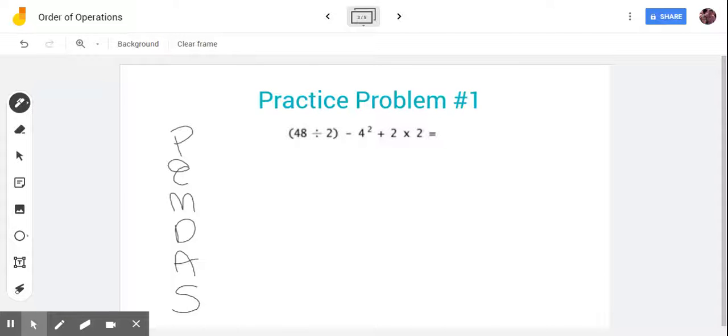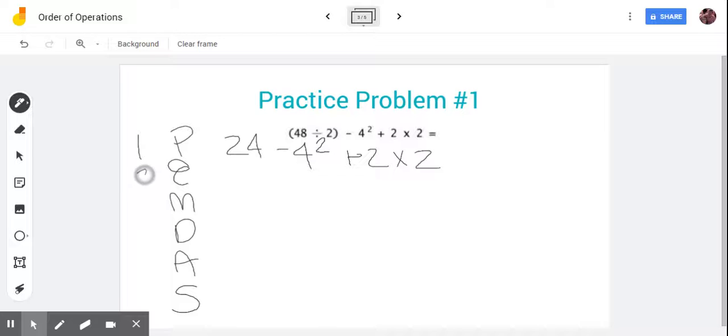And our first one is right there at the front, 48 divided by 2. So we're going to write 24 minus 4 squared, because 48 divided by 2 is 24. And then plus 2 times 2. And that's our first step.